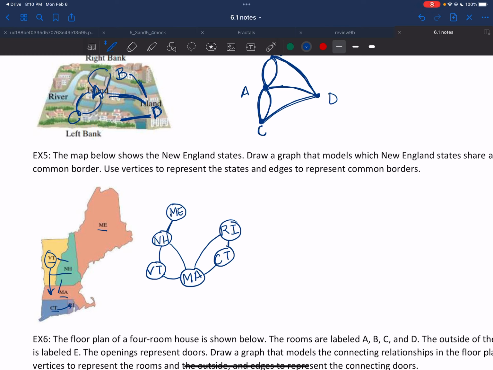So that's a way to show that we've got all of those things connected. There's different ways to do it. Your graph may look different, but the bottom line is we've got all of our pathways done the way that we need to.